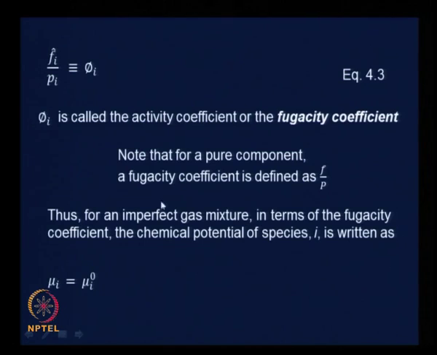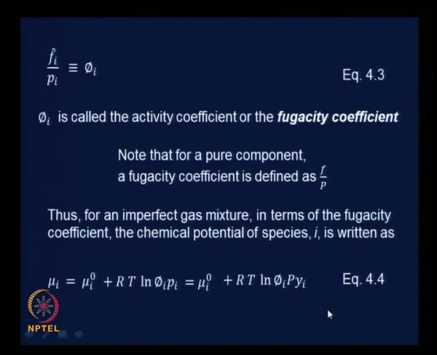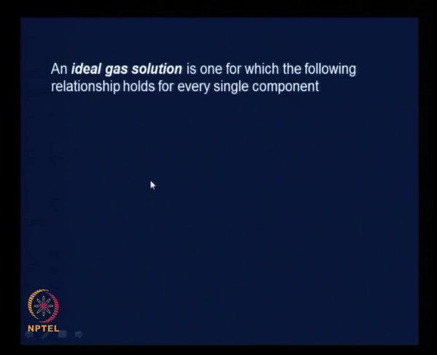And therefore, you could write for an imperfect gas mixture in terms of the fugacity coefficient: mu_i equals mu_i naught plus RT ln, you replace the f_i hat by phi_i Pi, and Pi is nothing but P y_i, the total pressure times the mole fraction. Therefore, mu_i equals mu_i naught plus RT ln phi_i P y_i.